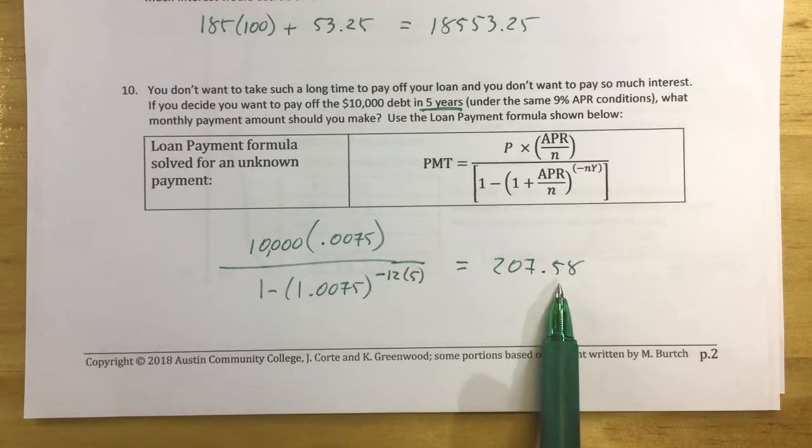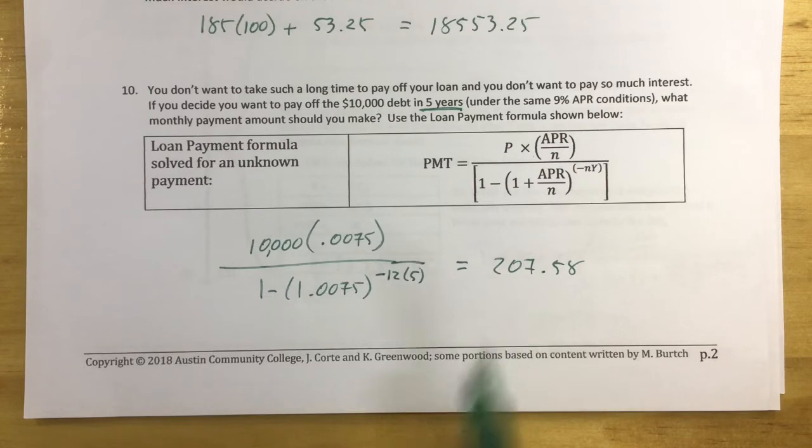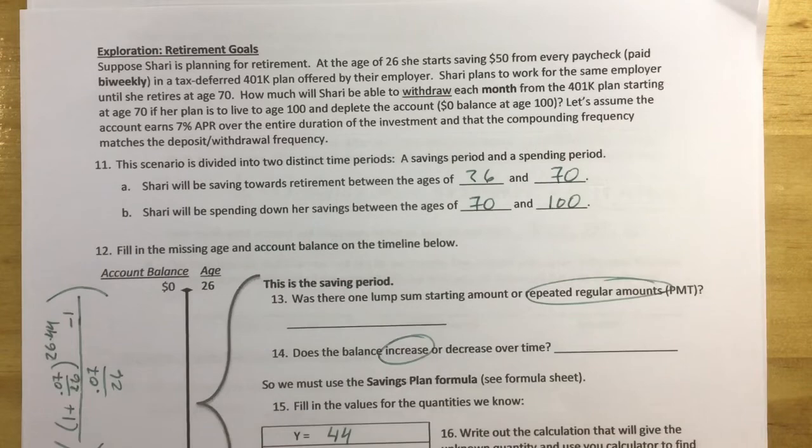$207.58. So a little earlier I said you probably shouldn't do $100, probably do like $200, and it'll cut it down by more than half. Look, if you do $207, it cuts it all the way down to 5 years, so a third of what we had before. Okay, so a little bit more at the beginning is going to make a huge difference later on.